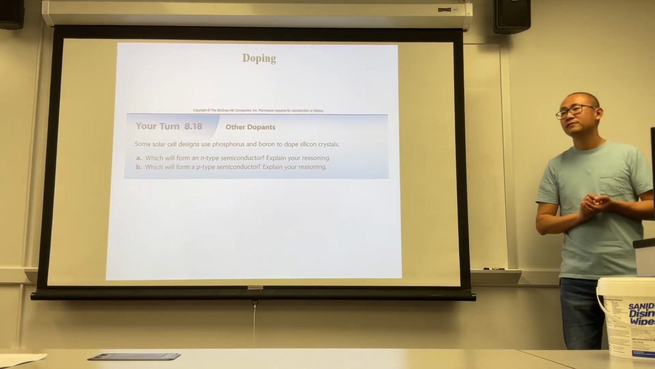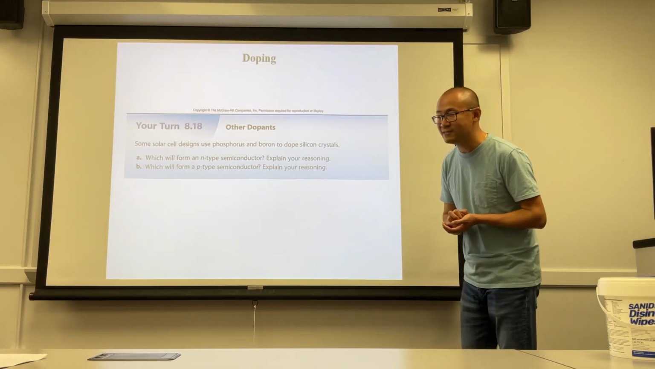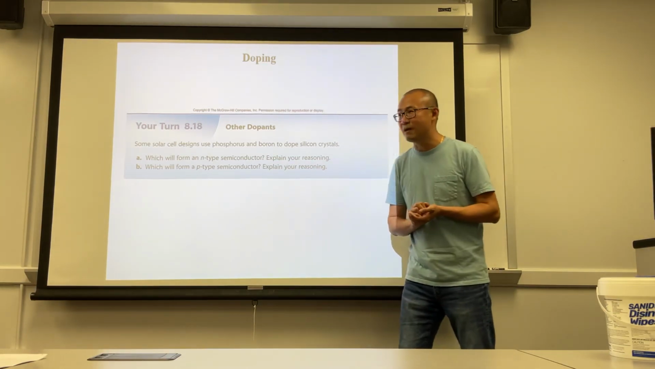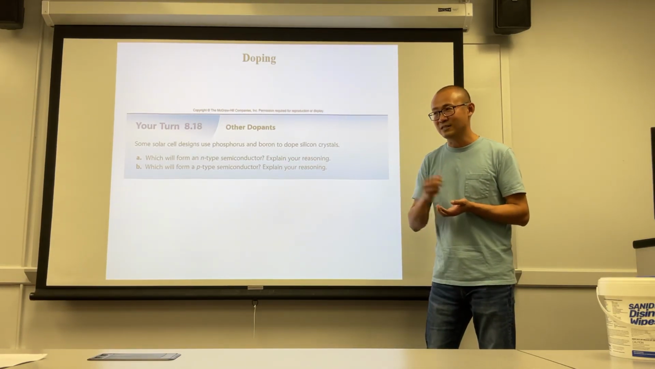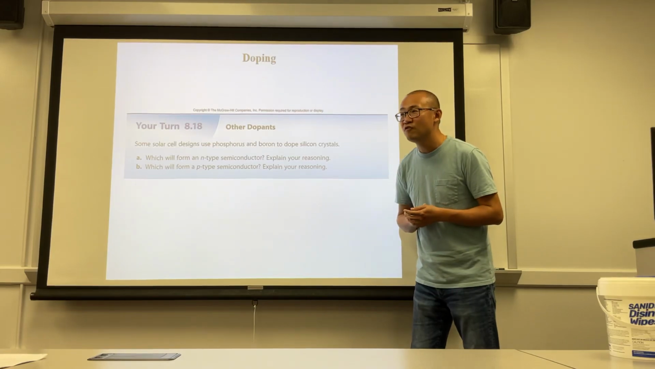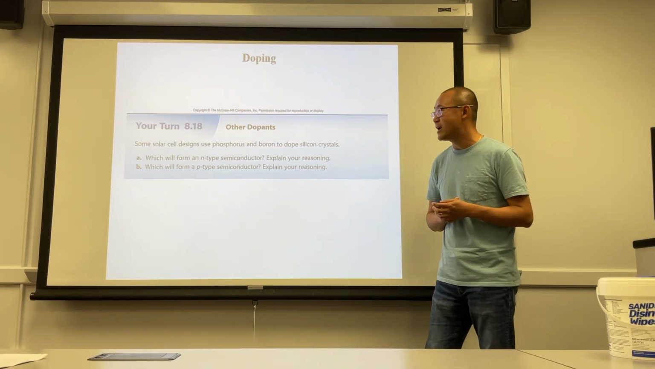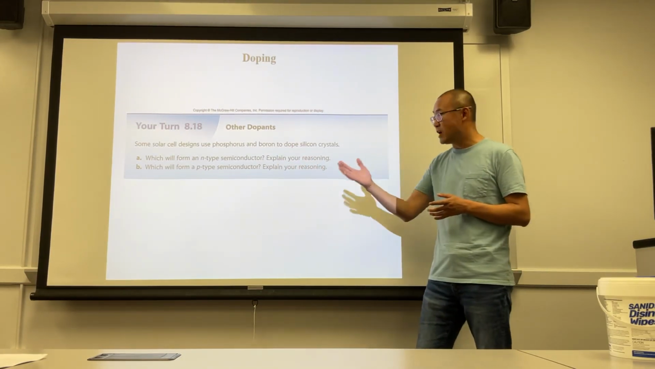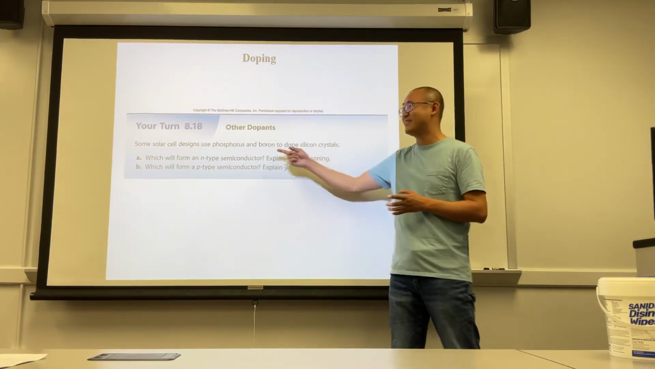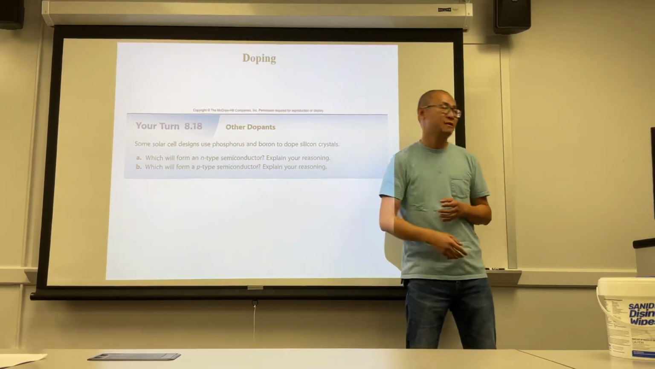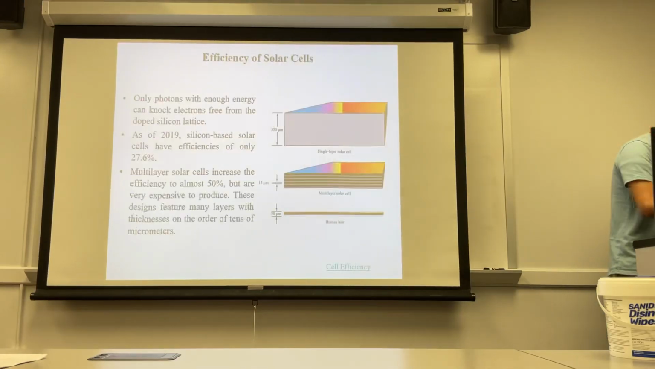Phosphorus would make the N-type. Boron will make the P-type. Do you agree? Phosphorus has how many valence electrons? 5, right? Boron has what? 3. So phosphorus has extra electrons, so it makes the N-type. Boron will make the P-type. Very good. Okay, next.